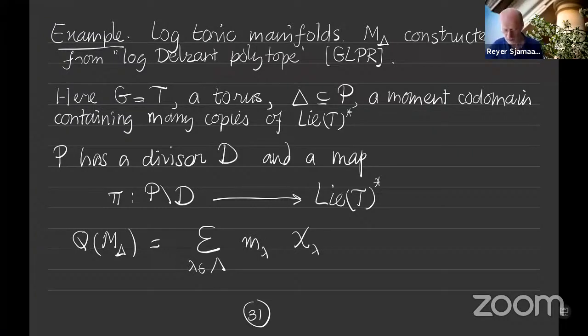Now, what are these multiplicities? In ordinary toric geometry, these multiplicities are all equal to 0 or 1. It's equal to 1 exactly when this lambda is an integral point in your polytope. This is no longer true in the log toric world. These multiplicities are as follows.